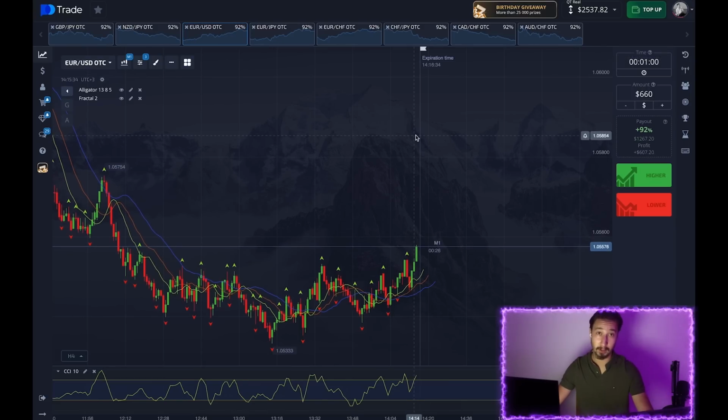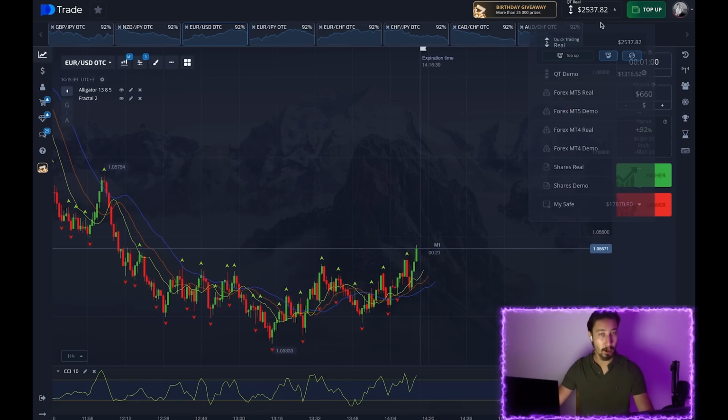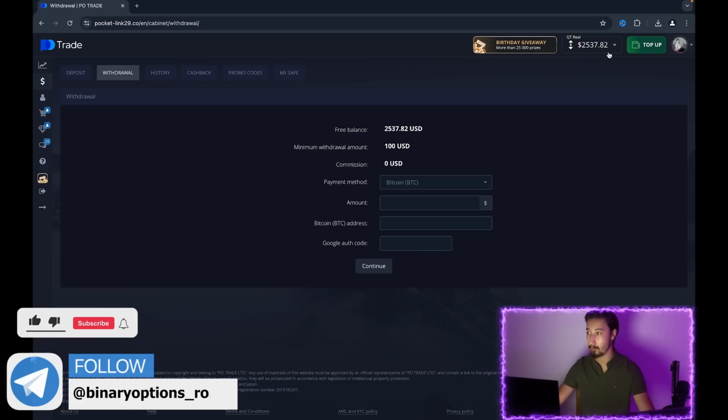I guess let's move to the second one. Let me just withdraw the money. Let's fix this profit and then move to the second strategy, because for today we have two strategies, if you remember.